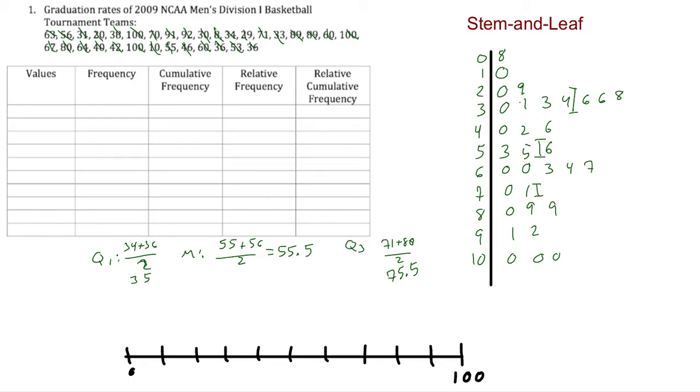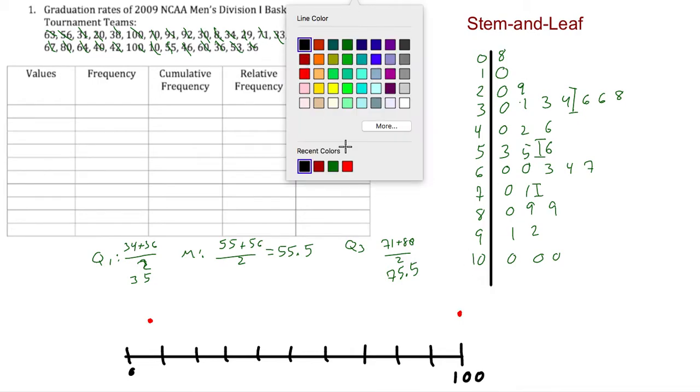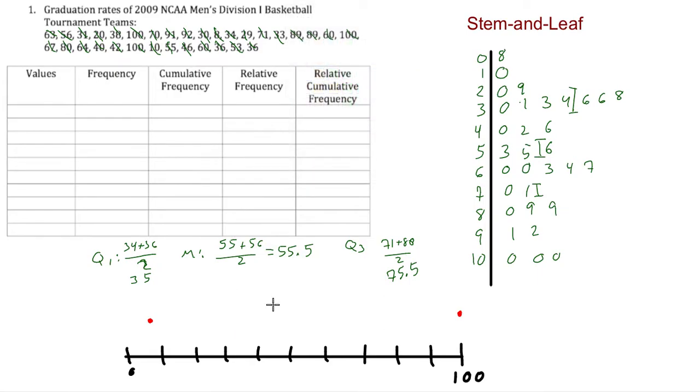And so when I make my box and whisker plot, my smallest value is going to be 8. So if this is 10, 8 is about there. My largest value is 100, which is about there. And the median is going to be 55.5, so 10, 20, 30, 40, 50. 55 is going to be halfway to 60, so about there.